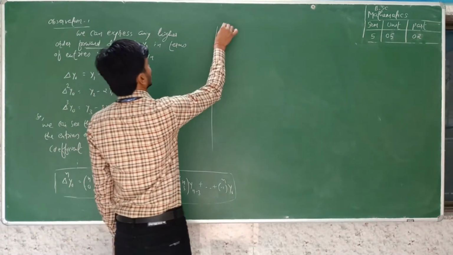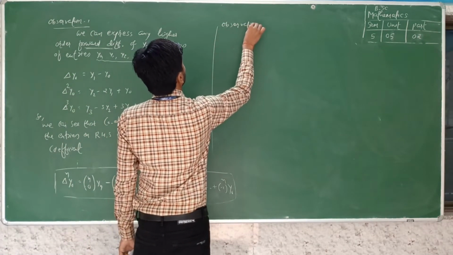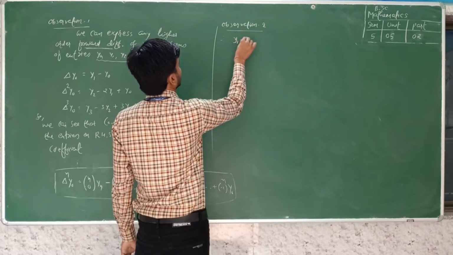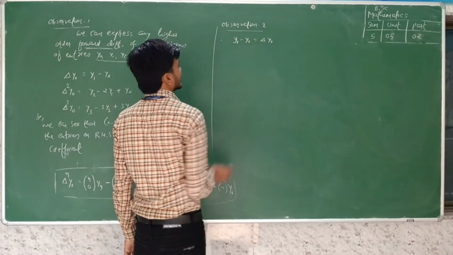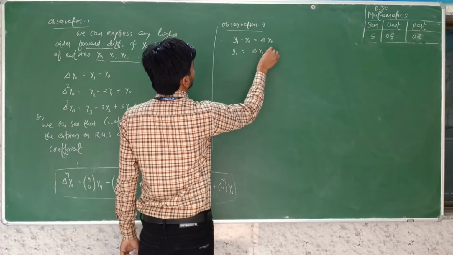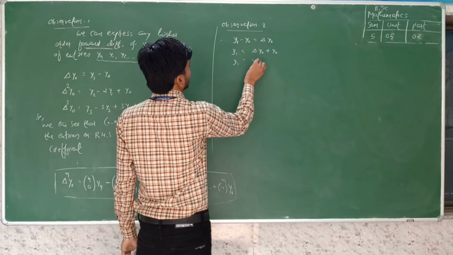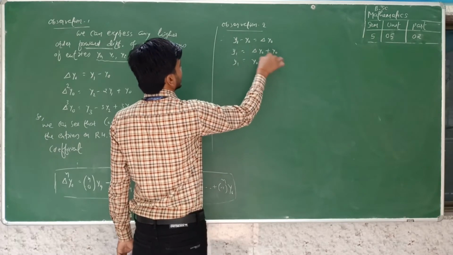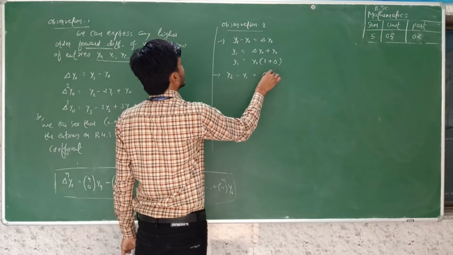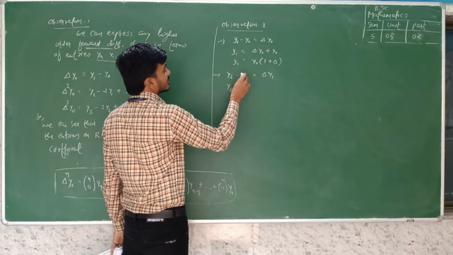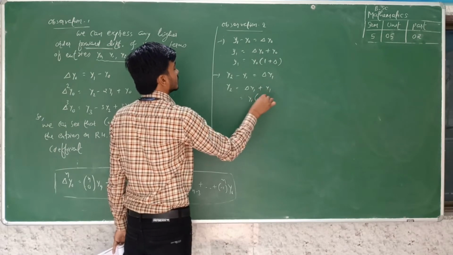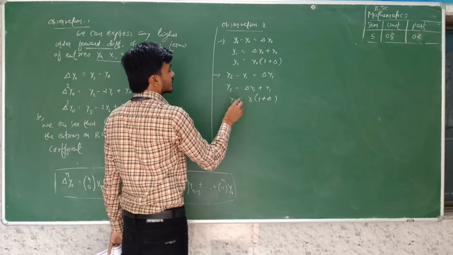Same as observation 2. We can see in the forward differences that y1 minus y0 is delta y0. So y1 is equal to delta y0 plus y0, that is 1 plus delta acting on y0. Same as, suppose y2 minus y1 is delta y1. So y2 is equal to delta y1 plus y1. Here y1 is common, so 1 plus delta.